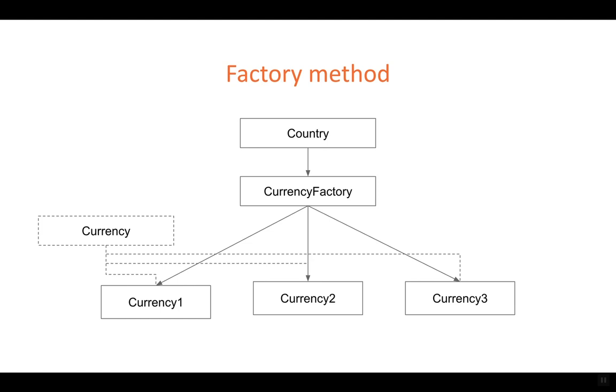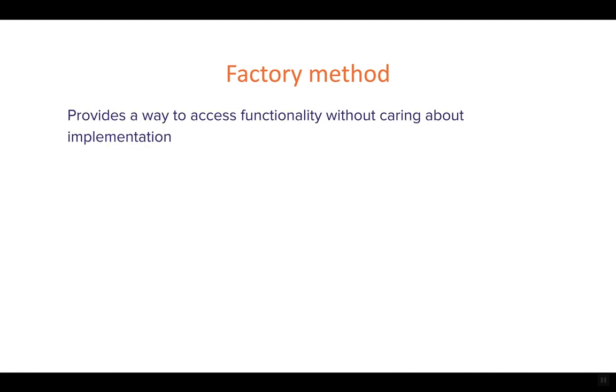So the functionality to implement currency is now in the factory, whereas the country is only concerned with the details of its own implementation. So basically, to sum up, factory method provides a way to access functionality without caring about implementation. So we introduce a level of separation there, which is always a good idea in software development because that separates functionality and provides a whole lot of advantages.